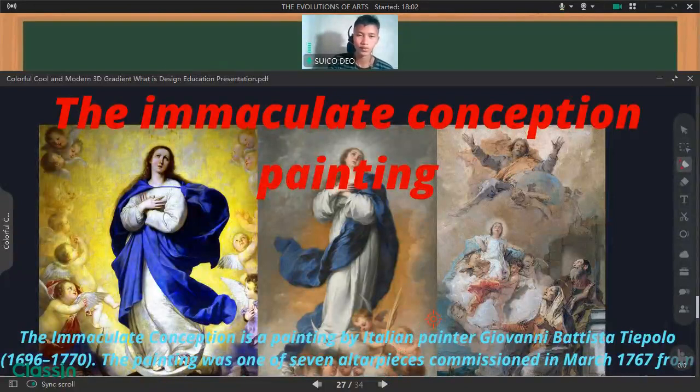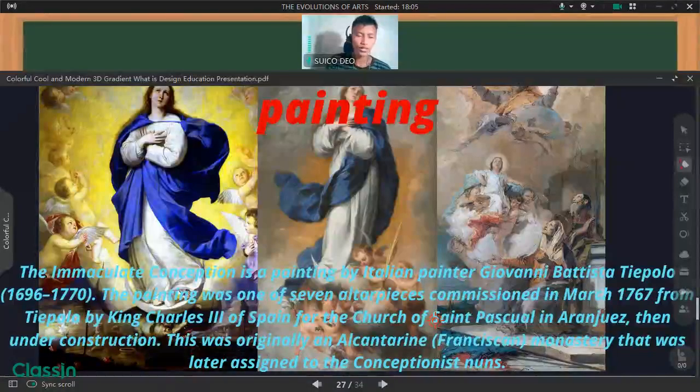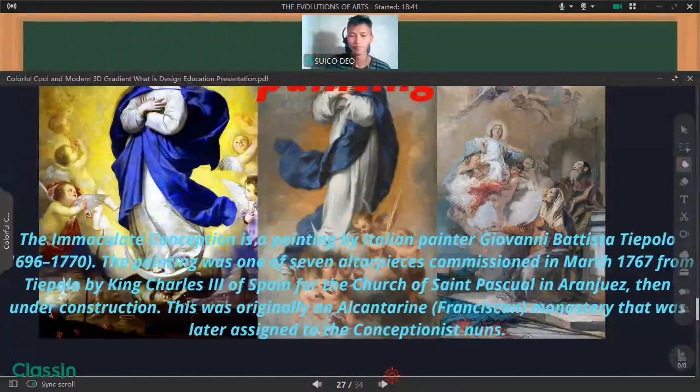The Immaculate Conception painting. The Immaculate Conception is a painting by Italian painter Giovanni Battista Tiepolo, 1696 to 1770. The painting was one of the seven altarpieces commissioned in March 1767 from Tiepolo by King Charles III of Spain for the Church of San Pascual of Aranjuez, then under construction, which was originally an Alcantarine Franciscan monastery that was later assigned to the Conception nuns.